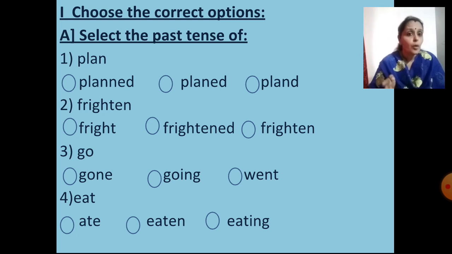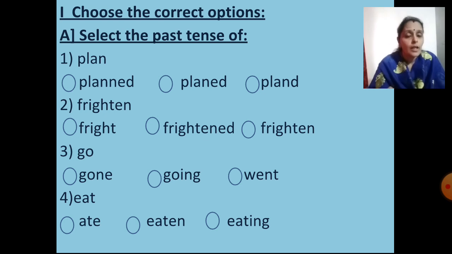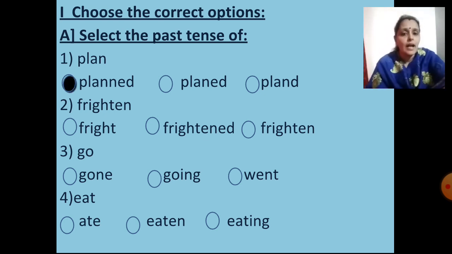P-L-A-N-N-E-D, planned. P-L-A-N-E-D, planned. P-L-A-N-D, planned. What is going to be the correct option? Yes, P-L-A-N-N-E-D, planned. The past tense of plan is planned. Now, I will go to planned and click on it. I will select it by clicking on that circle given over there. Can you see that? When you click over there, that answer gets selected. Understood, children? You have to select your answer by clicking on that.